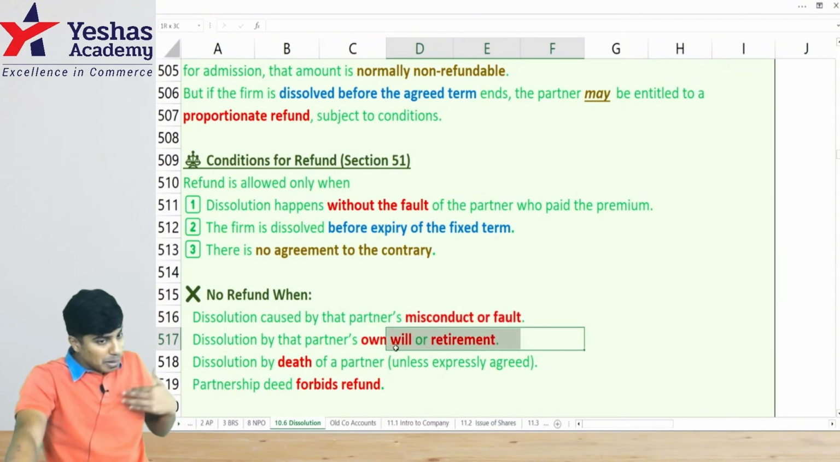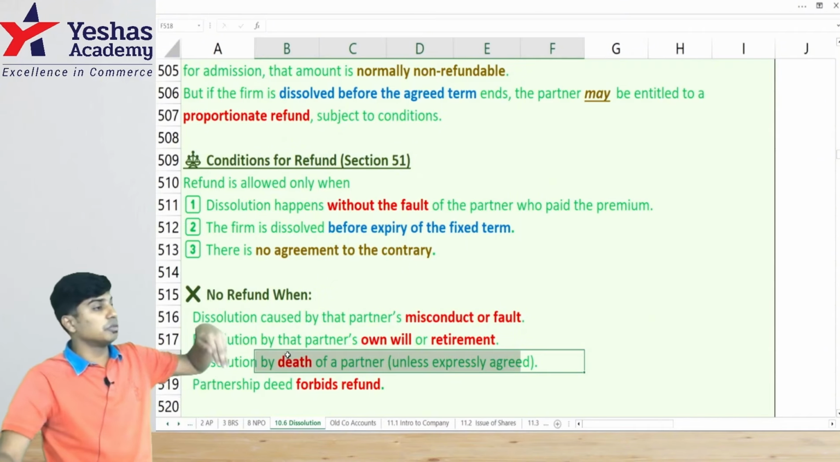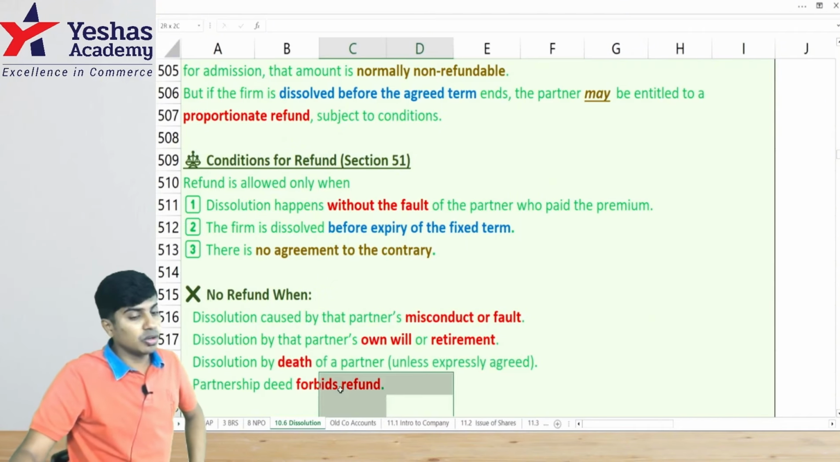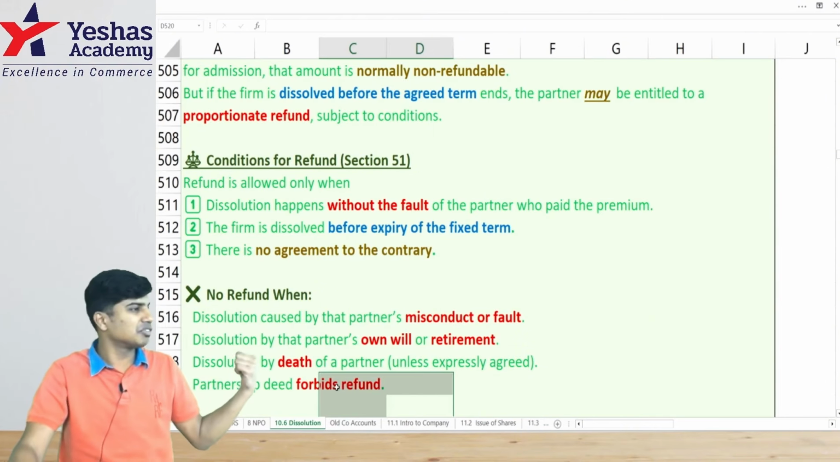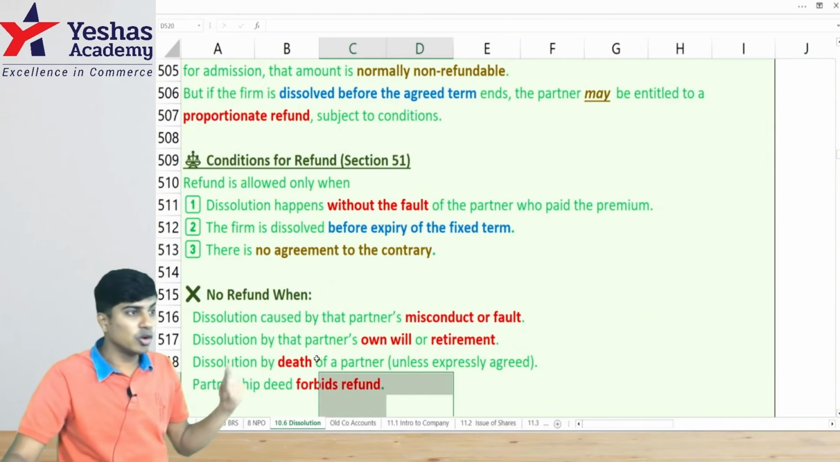No refund when I am pushing the firm to be dissolved or I am retiring. A refund when the firm is getting dissolved because of death of a partner, or no refund if the agreement says that we should not be refunding that money. Same thing I have given in 2 different languages, but I hope you understood.